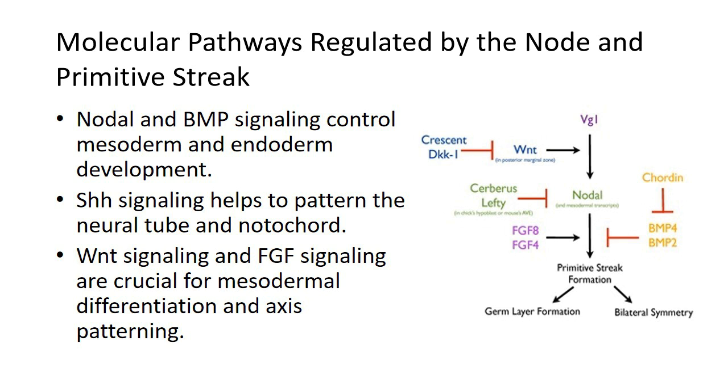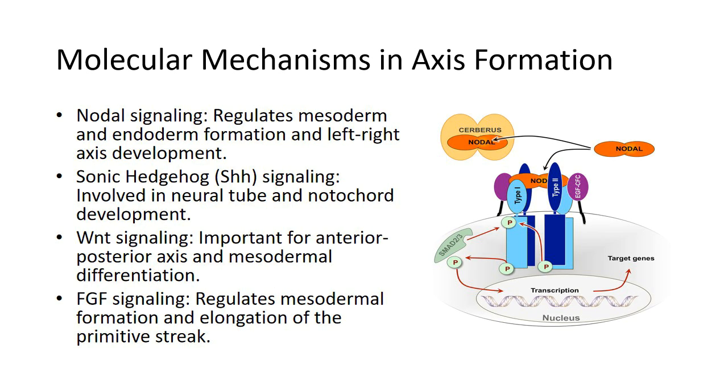C. WNT signaling. WNT signaling is involved in regulating anterior-posterior axis formation and mesodermal differentiation. WNT gradients are established in the primitive streak, guiding cells to form different regions of the mesoderm and ectoderm. This signaling pathway also helps to regulate cell polarity, cell migration, and epithelial to mesenchymal transition (EMT), which are essential for gastrulation.